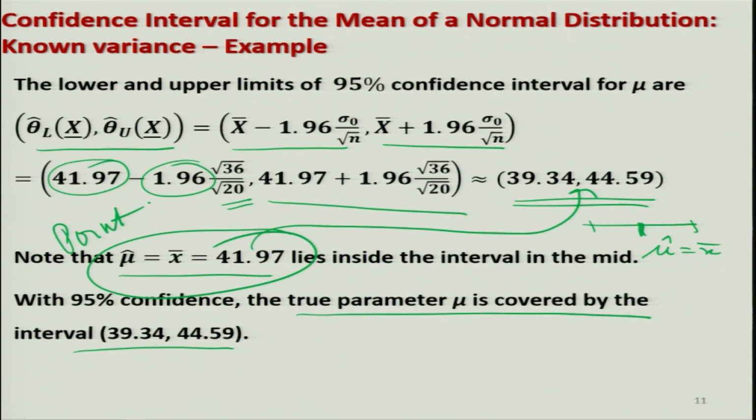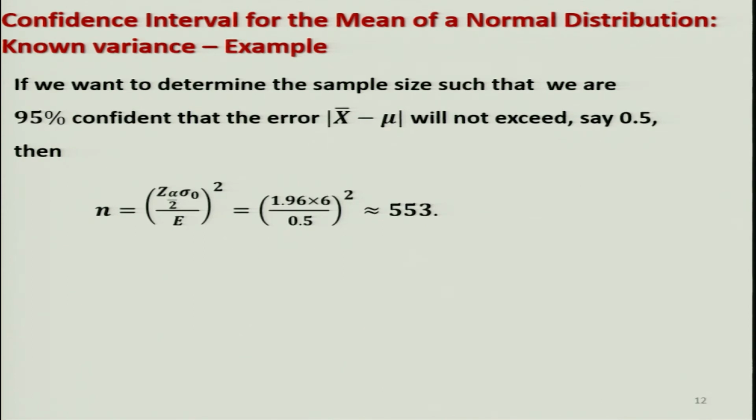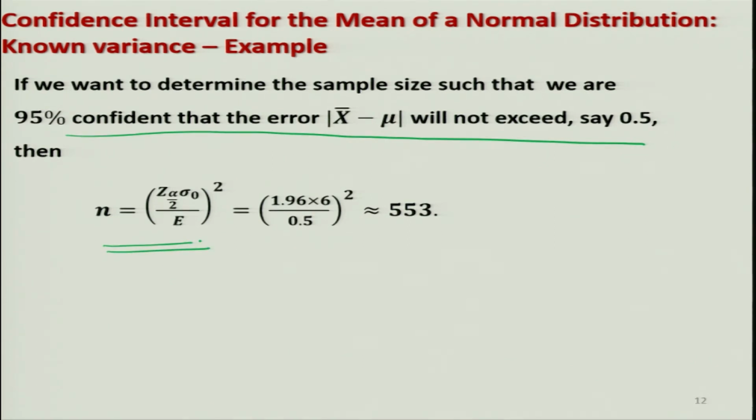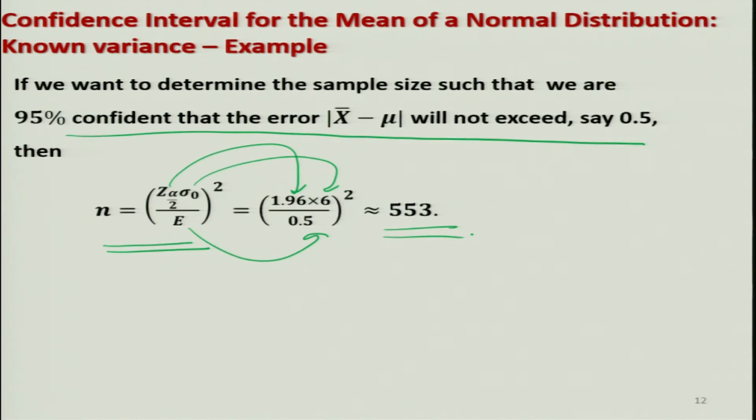So, you can see it is not difficult to obtain them. And in case you want to determine the value of n, that is the sample size, such that we are 95% confident that the absolute value of the error, x bar minus mu, will not exceed, say, 0.5, then I can use this expression of n, and I can simply substitute here the value of Z alpha by 2 as 1.96, sigma 0 as 6, and error as 0.5, and we can obtain that the approximate sample size is going to be 553, right. So, that means you need 553 observations.